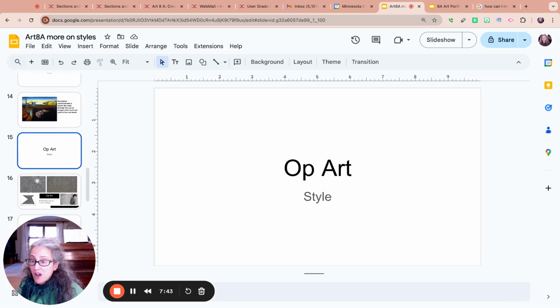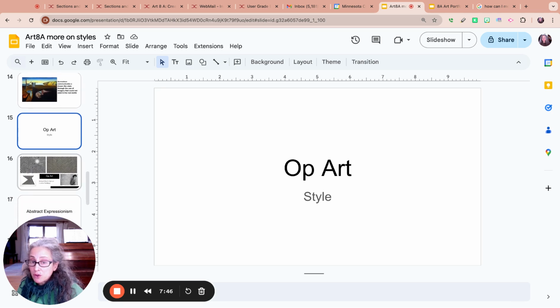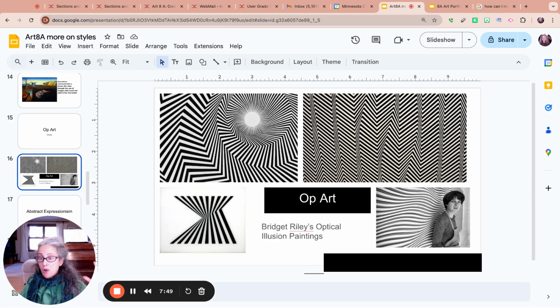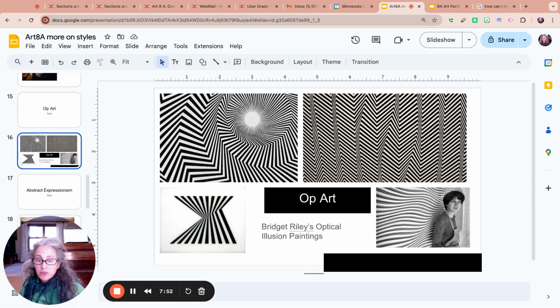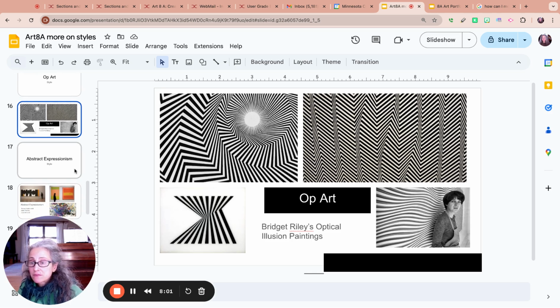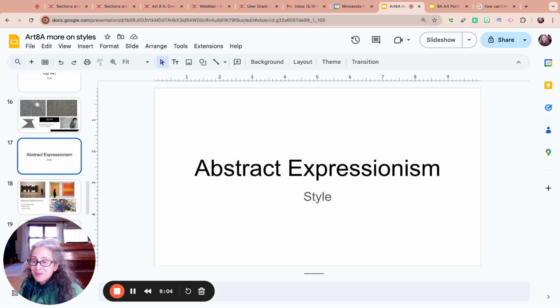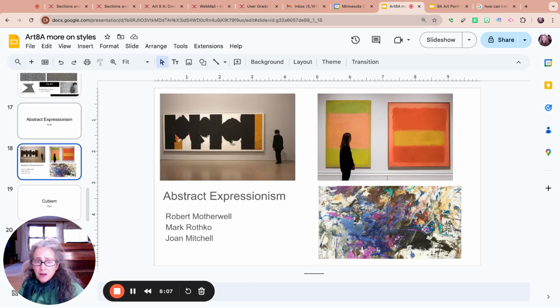Then there's the op art style, op standing for optical illusion. These images seem to jump off the canvas. Bridget Riley did many optical illusion paintings, often just using black and white, that seemed to dance. Abstract expressionist style. Artists like Robert Motherwell, Mark Rothko, and Joan Mitchell, using shape, line, and color to evoke emotion, like really stripping art down to the essentials.